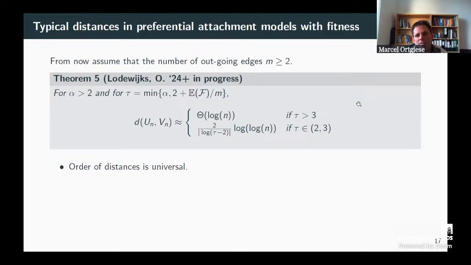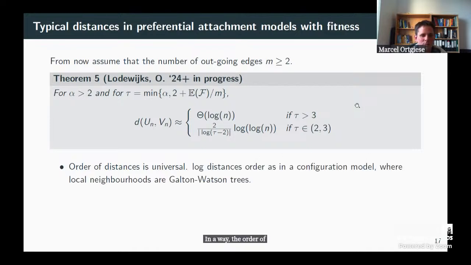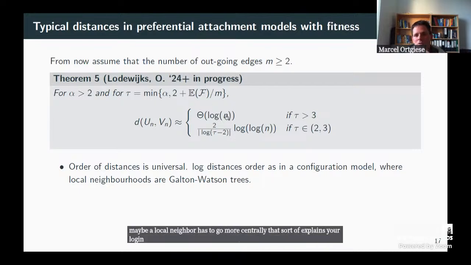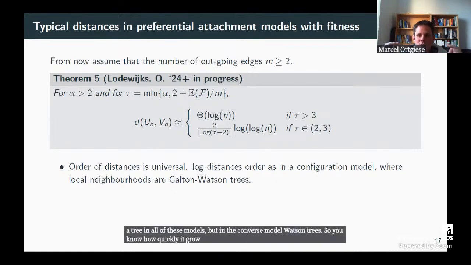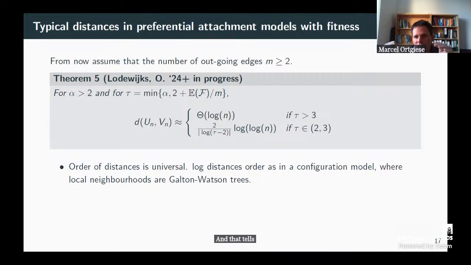So what it tells us is that the order of distance is universal. The log log distances are the same as in the classic preferential attachment model, and, without the exact constant, similar to a configuration model, where the local neighborhood is a Galton-Watson tree, and that explains your log n. If you look at a uniform vertex, look at its neighbors and so on, you get this local neighborhood, and that's a tree in all of these models. In a configuration model it would be a Galton-Watson tree, so you know how quickly it grows, exponentially fast. And that tells you that to reach any other vertex, you essentially don't have to go further than log n distances.